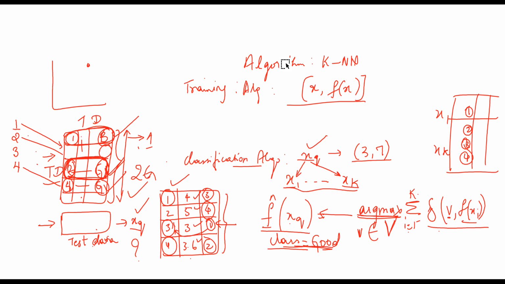So this is completely about your algorithm with respect to k nearest neighborhood. Please let me know if you have any queries here. If not, I'll go ahead with the next topic. Can I go ahead?